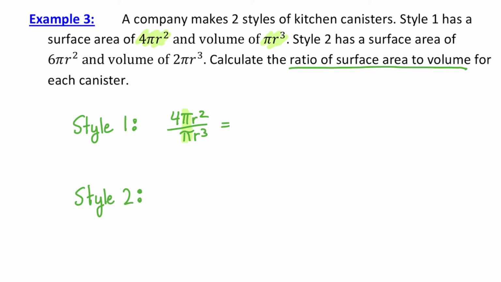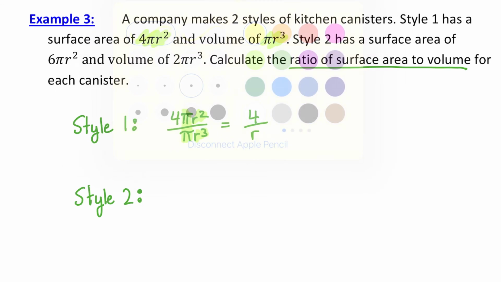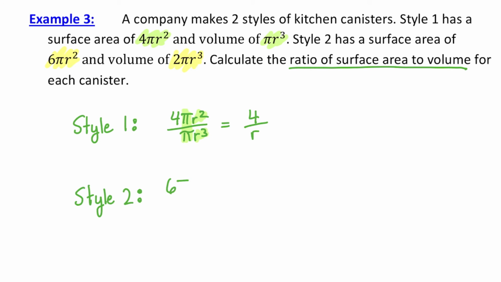So if I simplify, I can divide out my pi's and 2 of my factors of r. I'm just going to have 4 over r for my ratio of surface area to volume on that style. And then for my second one, it's 6 pi r squared for my surface area and 2 pi r cubed for my volume. So set it up again, reduce that fraction a little bit, and I'll end up with 3 over r for that proportion.